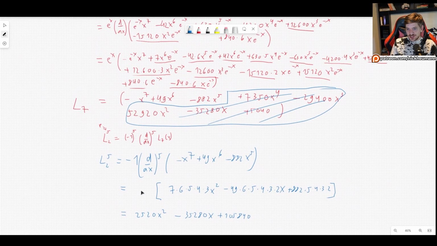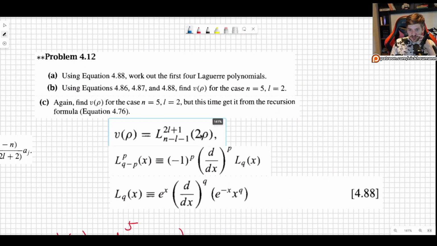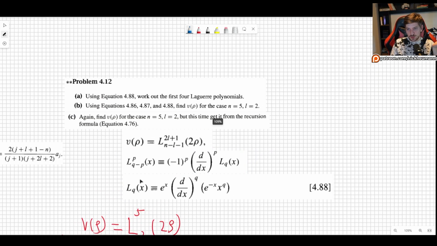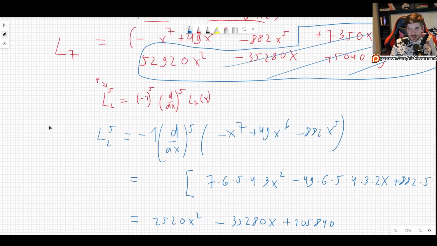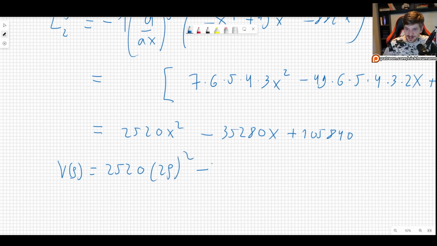Okay. So what is next? So now we found this, and finally what we have to do is just evaluate this at 2 rho. Okay, and that's how we find v of rho here. So now if we want to find v of rho, we have to take this and evaluate at 2 rho. So this would be 2,520 times 2 rho squared, and then minus 35,280 times 2 rho. And then we have plus, well, this hasn't changed.